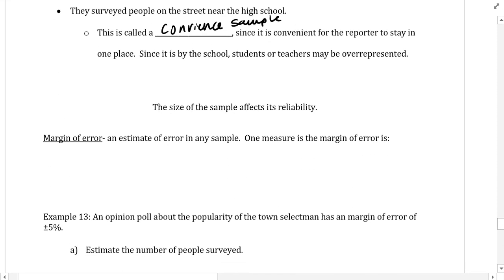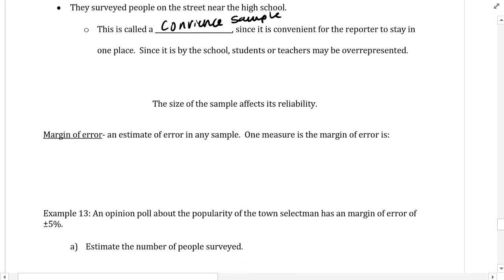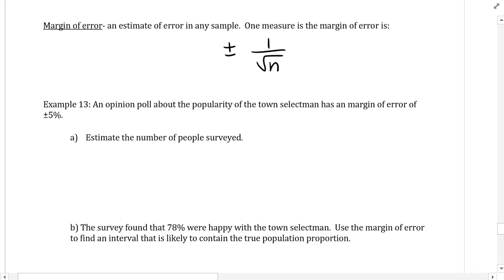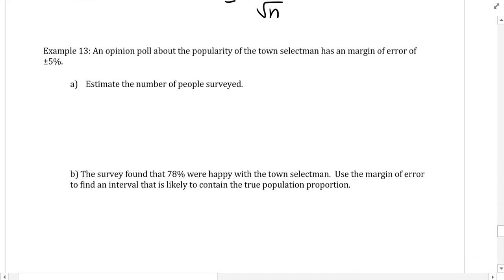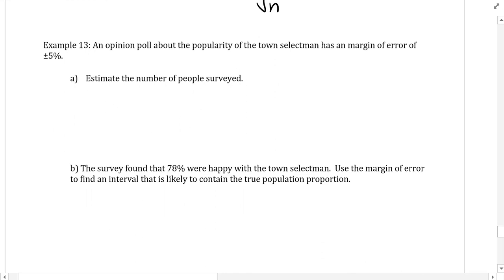So there's lots of ways to measure what the error would be. Margin of error is the estimate of error in any sample. The measure we're going to look at is plus or minus 1 over the square root of n. There are other ones as well that might give you within a certain confidence. If you go deeper into statistics, you'll see more versions of this. An opinion poll about the popularity of the town selectmen has a margin of error of 5%. Estimate the number of people surveyed.